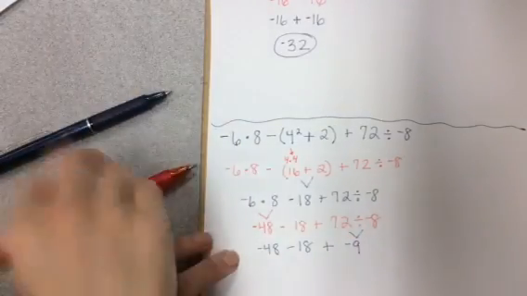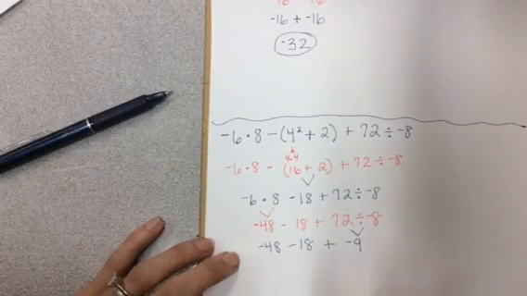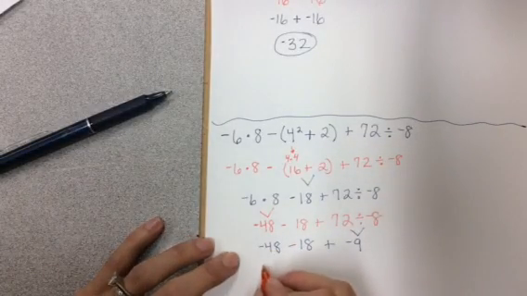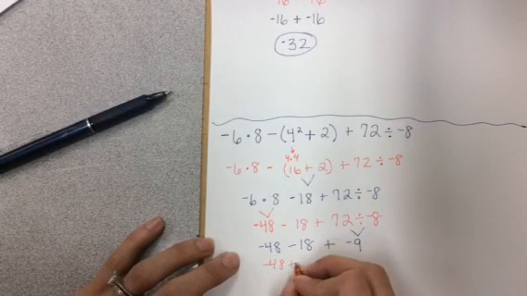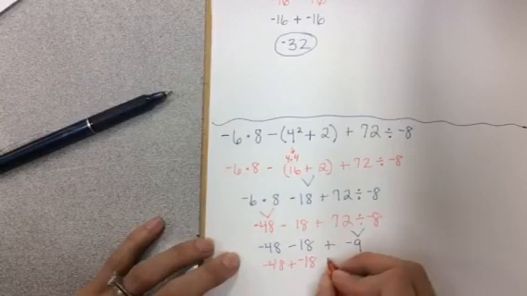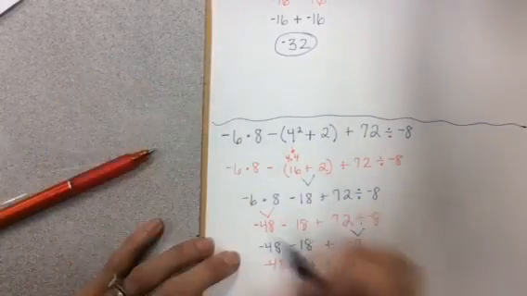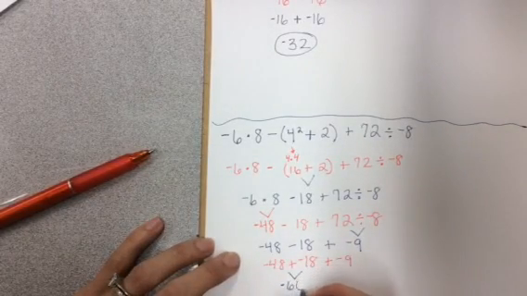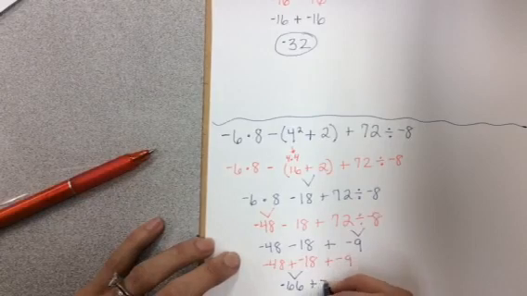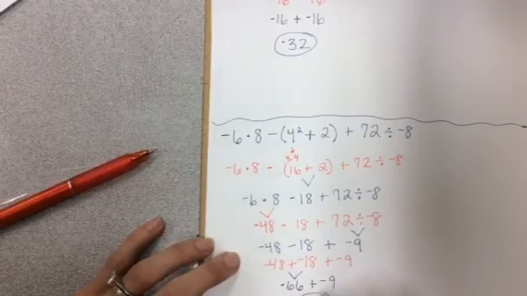So next I'm going to do subtraction first because that comes first. But I need to change this because it's subtraction with negative numbers. So keep the first number the same. Then I'm going to change it to plus -18 and then bring down my plus -9. So -48 plus -18 is -66. Bring down my plus -9. And -66 plus -9 is -75.